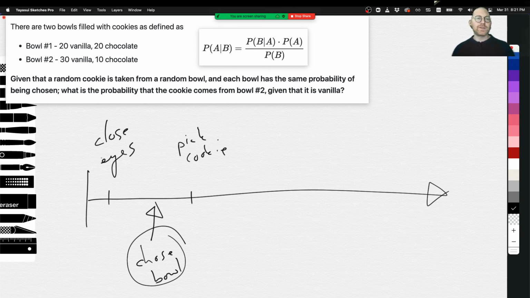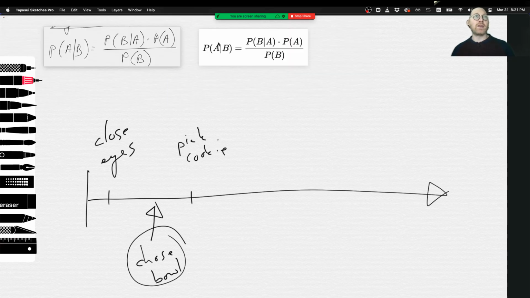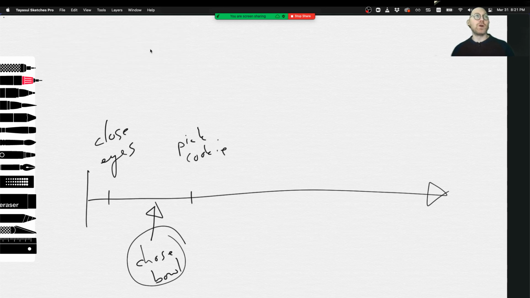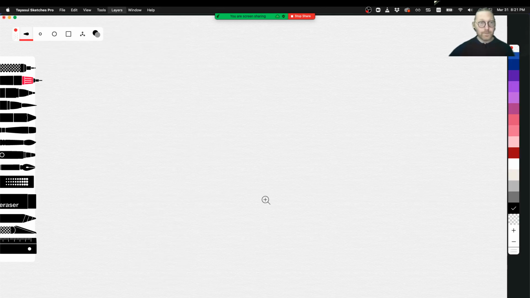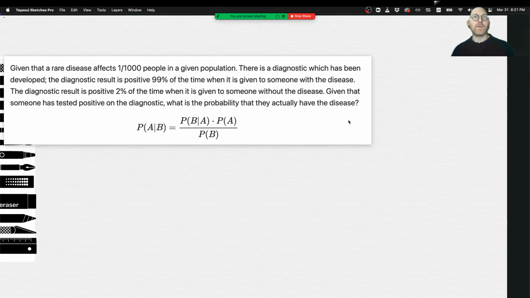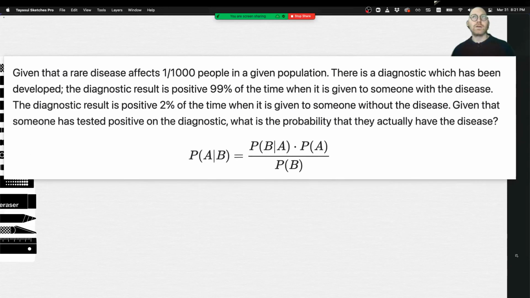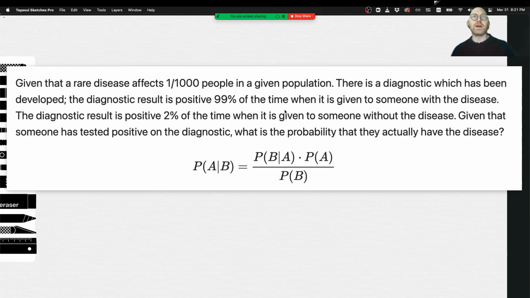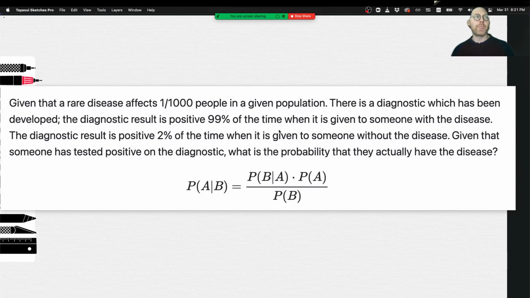Okay, so let's do a breakout. And this is the first Bayes breakout, and we're going to just do Bayes problems for the rest of class. I'll read through this, and I might hint at a couple little things. And we have Bayes' theorem right here.